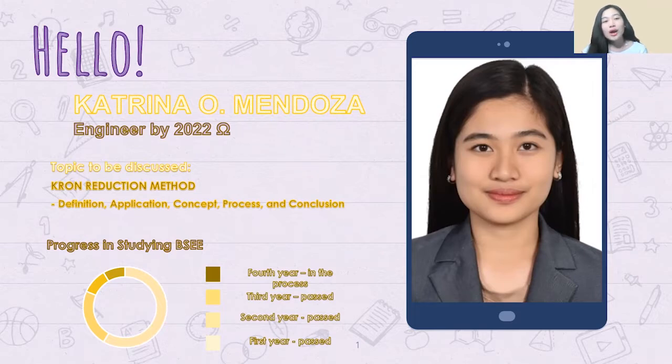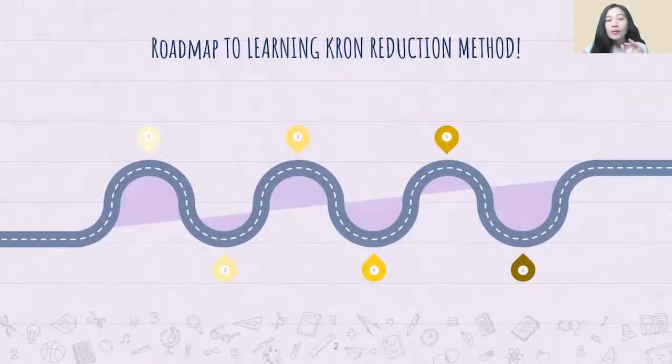But if you have the past knowledge about the Y-Bus admittance matrix, it is going to be easier for you to reduce that matrix because the first topic is always crucial for us to digest the second topic more. So of course, hindi mawawala yung ating roadmap to learning our Kron reduction method so that you will have an overview of what we are going to talk about in this whole lesson. And para makita nyo lang yung part by part ng kailangan nating malaman to fully understand the Kron reduction method.